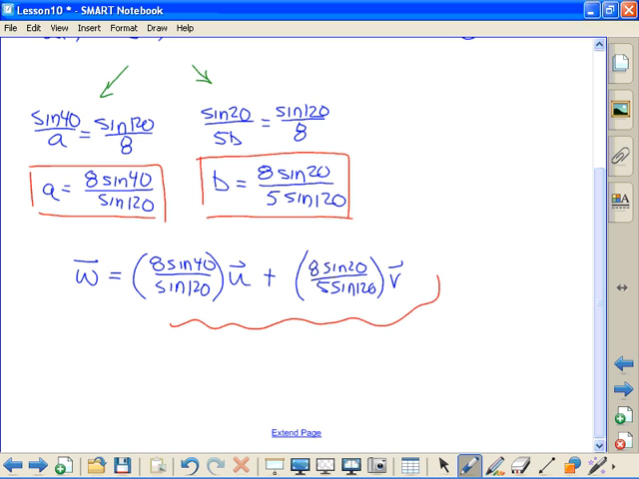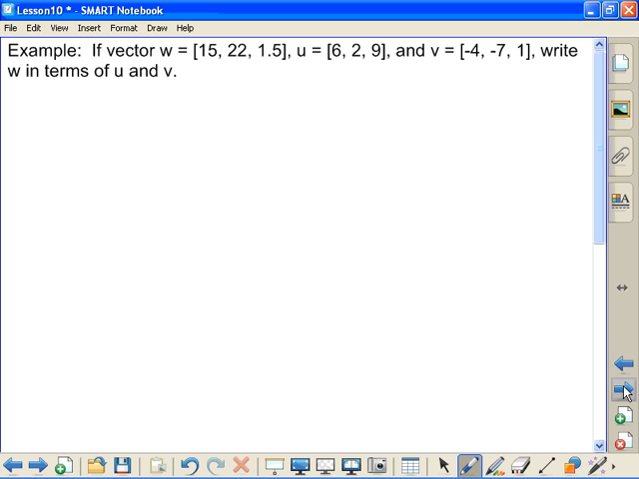So if it's a right angle triangle, use SOHCAHTOA. If it's a non-right triangle, then you either have to use sine law or cosine law. So hopefully it's sine law. All right, and final example here.